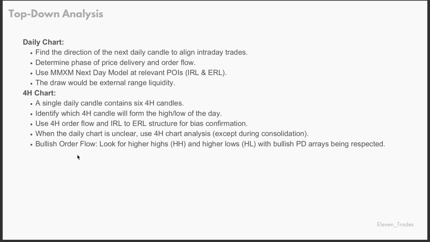On the 4-hour chart, a single daily range is composed of six 4-hour candles. You have to identify the reversal candle. The next candles will expand according to the next day model. So you have to find the internal range liquidity on the 4-hour chart, find that reversal signature inside, and then look for the order flow to expand in that direction.